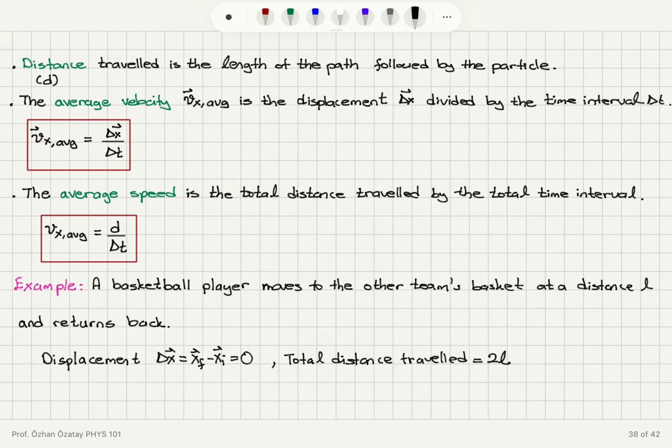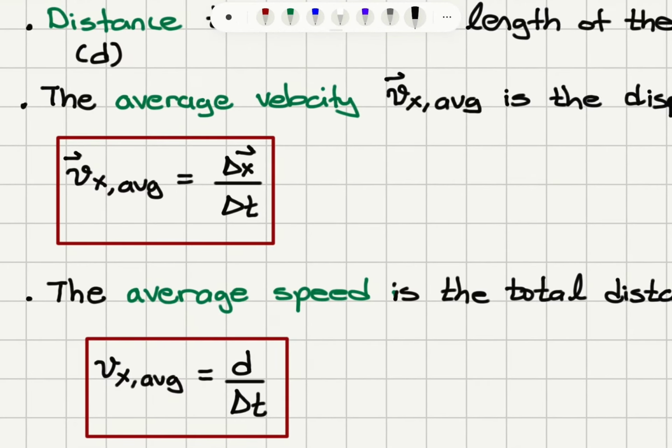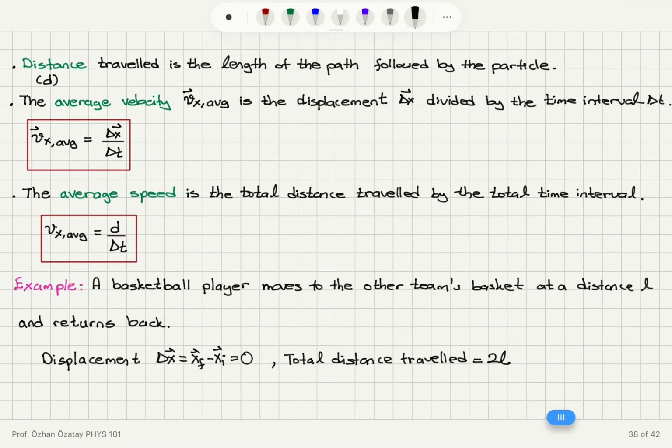The average velocity of the particle will be its displacement divided by the time interval delta t. So mathematically speaking, we can say it's the displacement vector divided by the time it takes to complete the displacement. That is the average velocity of the particle. I show it with Vx here to show you that the motion is on the x-axis. It's a one-dimensional motion. As opposed to average velocity, we also have average speed.